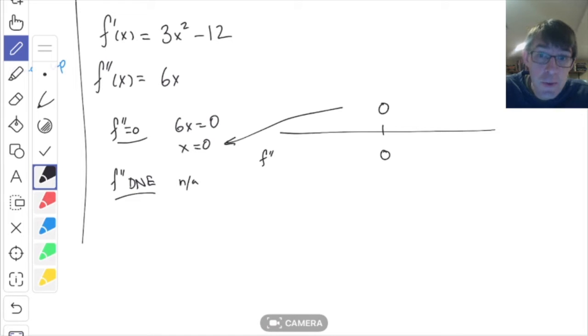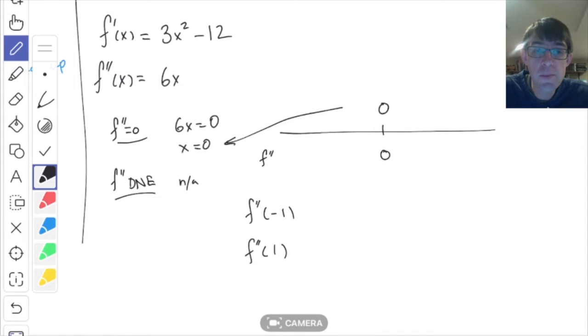And then I do the thing with plugging in numbers to the left and to the right. Now, I'm not going to use the same numbers I just tried. I'm going to use -1 and +1, right? Those are numbers to the left and to the right of 0, and I plug them into the second derivative.